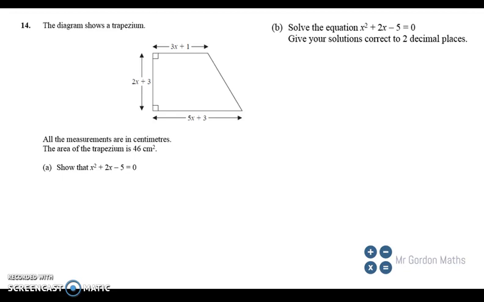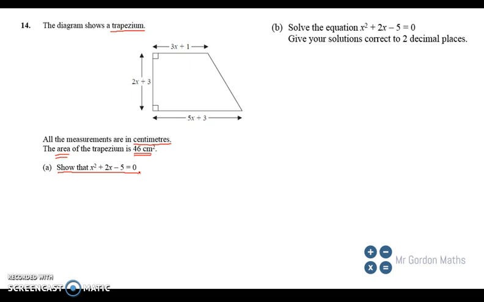Okay, question 14. It looks like part A and part B, they've got a bit of work to them. The diagram shows a trapezium, and the lengths are given as algebraic expressions. The measurements are in centimetres, and the area is 46 centimetres squared. We've got to show that x squared plus 2x minus 5 equals 0. Well, what's that got to do with what we've just been told?